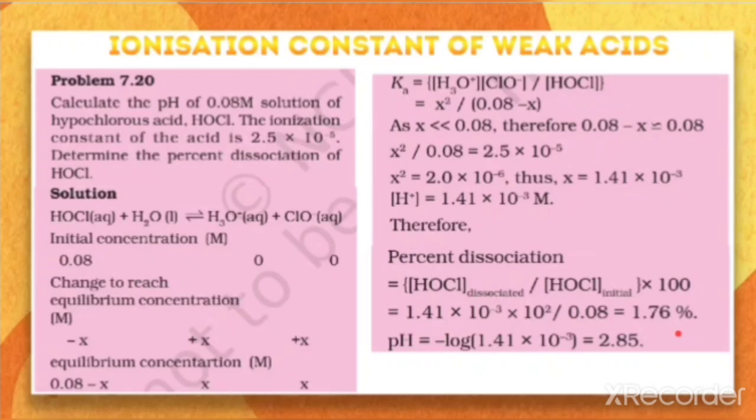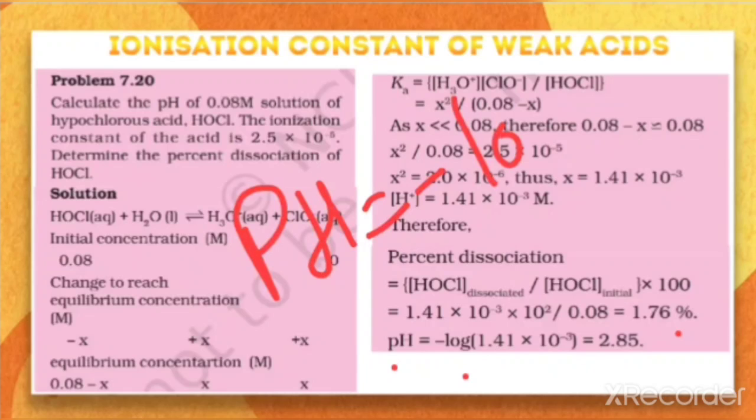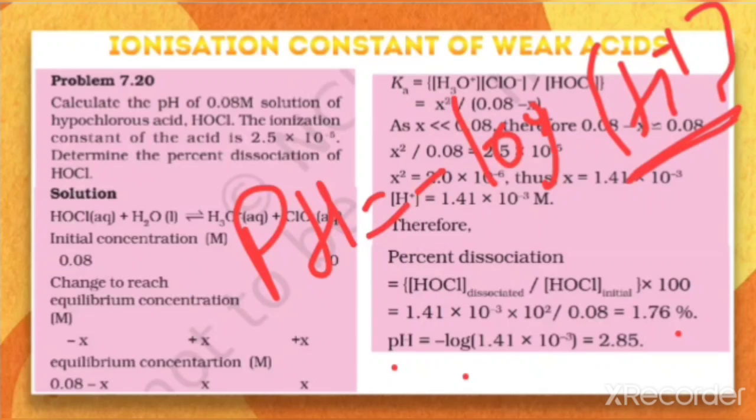We need to find out the pH also. So what is the formula for pH? pH is equal to negative log of H+, which we have already learned. pH is equal to minus log of the concentration of H+. So what is the concentration of H+? We have just now found this value, that is 1.41 × 10^-3. So when you solve this, we get the value 2.85. In order to solve this, the logarithm table is needed.